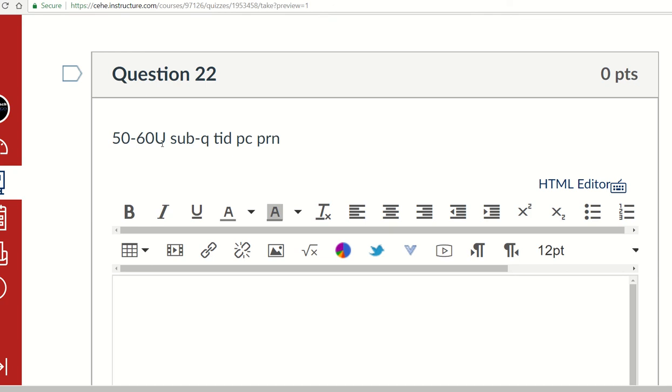U stands for units. In this case, it's going to be units of insulin. Sub Q. What's the verb for under the skin? Inject. So we're going to inject 50 to 60 units under the skin 3 times a day after meals as needed. So if a diabetic's sugar spikes, then they might get some insulin.